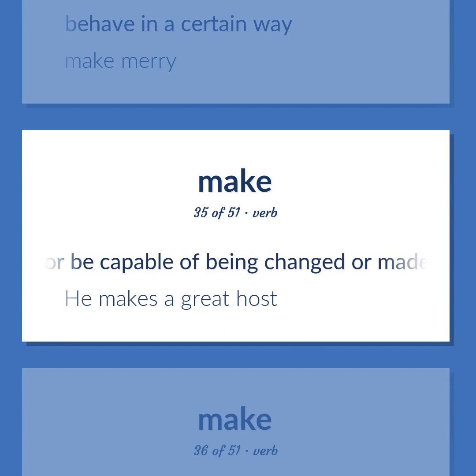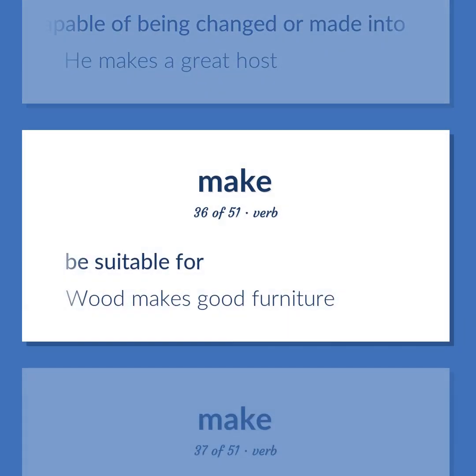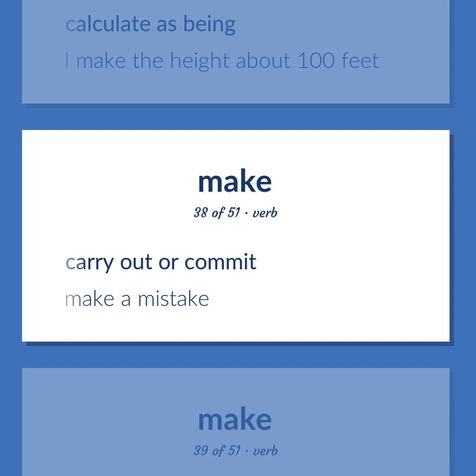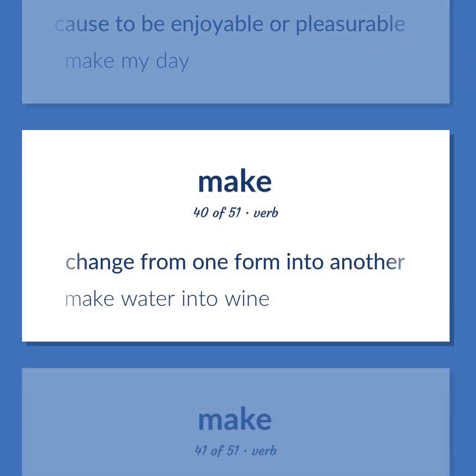Be or be capable of being changed or made into. He makes a great host. Be suitable for. Wood makes good furniture. Calculate as being. I make the height about 100 feet. Carry out or commit. Make a mistake. Cause to be enjoyable or pleasurable. Make my day. Change from one form into another. Make water into wine.